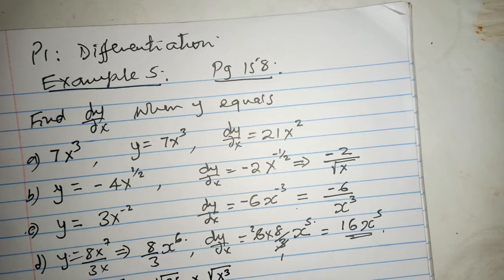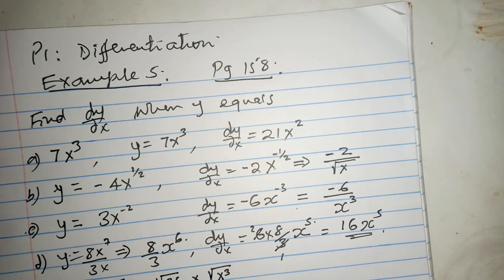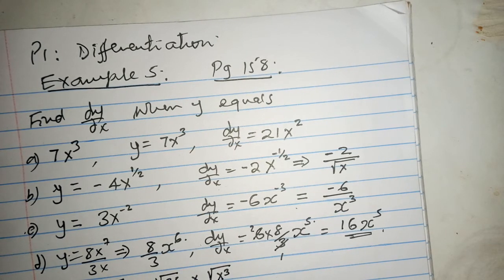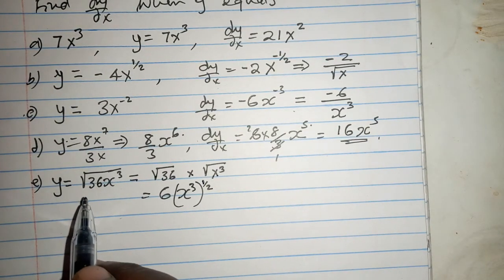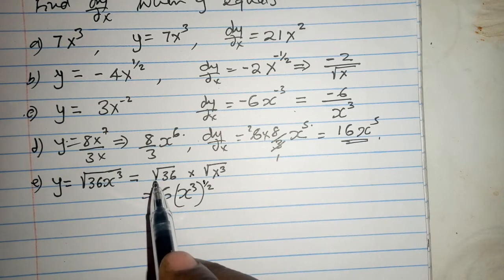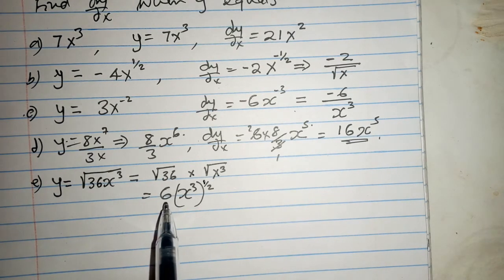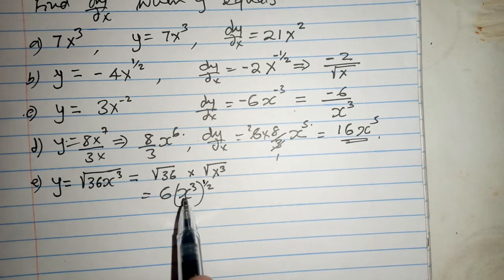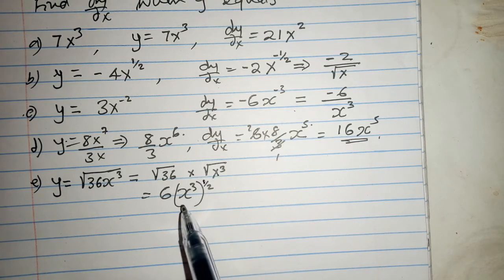The square root of 36 is 6, and the root of x cubed can just be written as x cubed raised to power a half, because the root is, in other words, power a half. You can rewrite it that way.